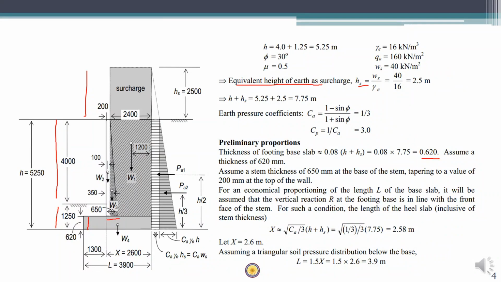The next thing we have to do is to calculate the length of the heel, including the thickness of the stem, which was called x. There is a formula for x: Ca by root 3 into (H plus Hs). So x is about 2.58. So the length of the heel slab is approximately 2.6, we will take it as that, and the length of the total base will be 1.5 times x, which is 1.5 into 2.6, which is 3.9. So the total base length is 3.9.